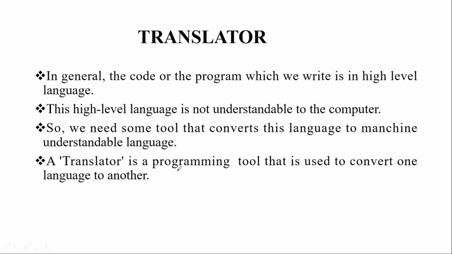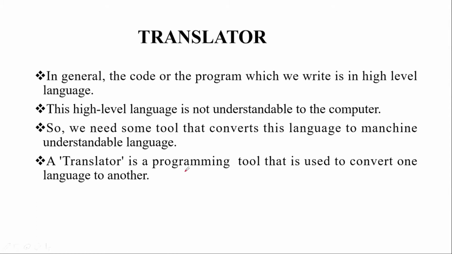So why do we actually need this? Because the programs we write, in any language, are actually in a high level language. As I told you, the computer will only understand the lower level language or machine language. So in order to convert our high level language to machine understandable language, we need a tool to convert one language to another language. That programming tool is called a translator.